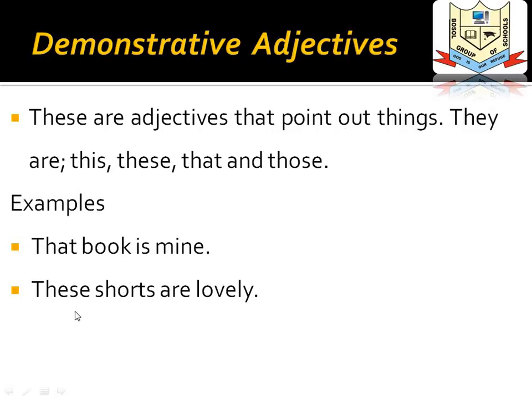Then we have demonstrative adjectives. These are adjectives that point out things, either those things that are near or far. We have just 4 demonstrative adjectives. We have this, these, that, and those. This is to point out a singular object that is close by, while these points to plural objects that are near. That is also singular, but points to an object that is far away from you, and those for plural objects that are also far away from you.